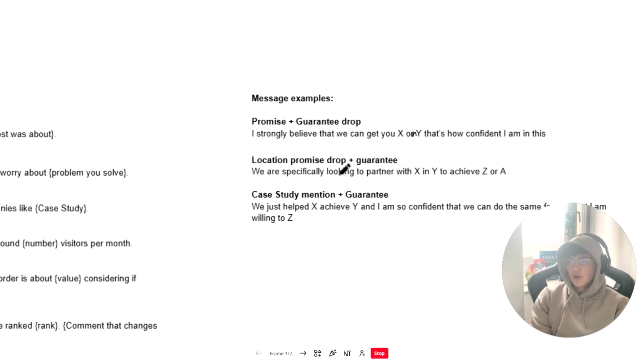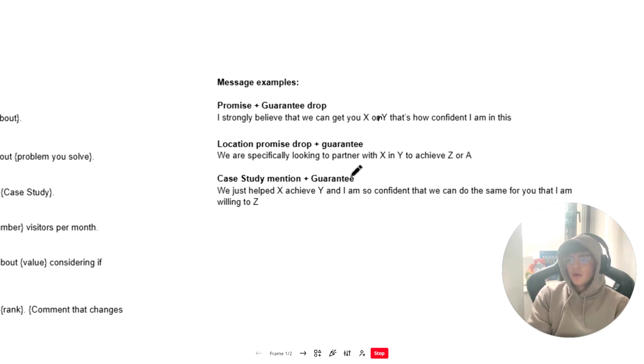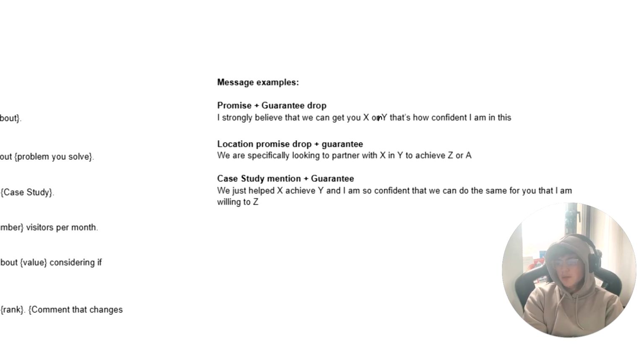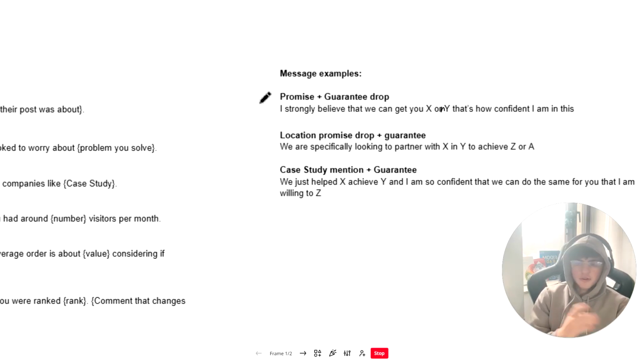Location promise plus guarantee drop. You can say something like, we're specifically looking to partner with a realtor in Miami to achieve a predictable pipeline in less than 12 days, or you don't have to pay us a penny and we'll give you all the money back. Something like that. Then case study mention plus guarantee drop. Let me give you another example. We just helped John get 55 appointments, and I'm so confident that we can do the same for you that I'm willing to work on a pay-on-results basis for the first 3 months. How does that sound?